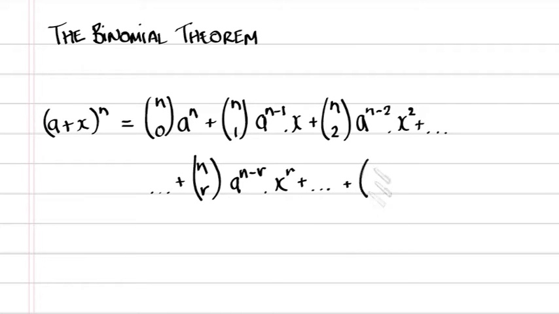And the last term of the sequence, of course, will be the number of ways we can choose n objects from n objects, which is just 1, of course. And so that's n choose n times x to the power n, and that's the last term.